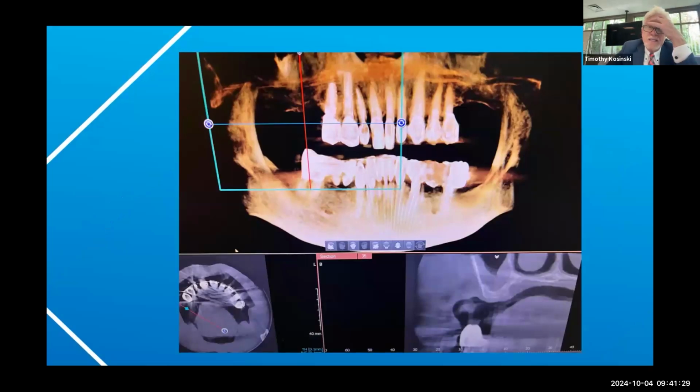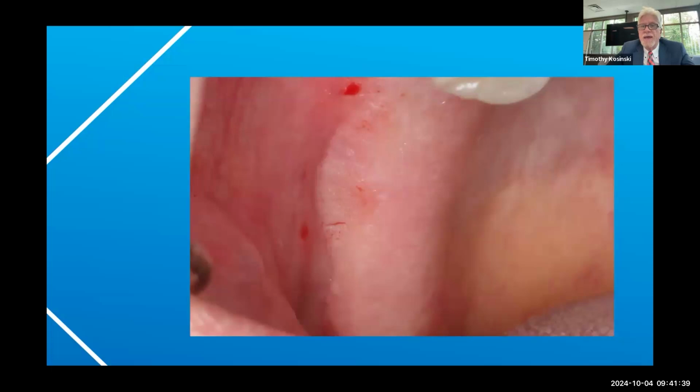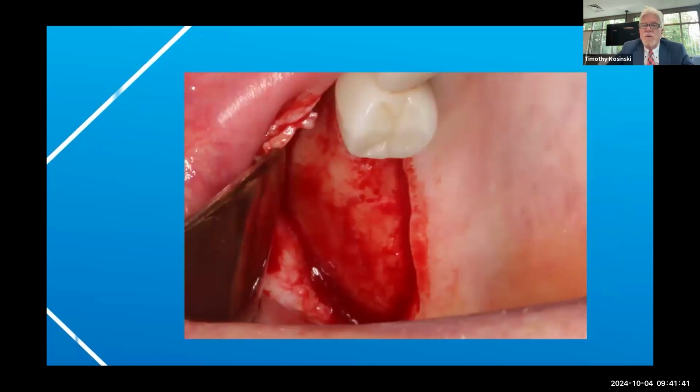Now, what about a situation like this where we really have no bone to work with, 2 or 3 millimeters? What we'll do is referred to as a Caldwell-Luc or a lateral window procedure. And again, we will make our reflection so that we can see the viable bone. I'm not incising into mucosa. I'm staying in attached gingiva.